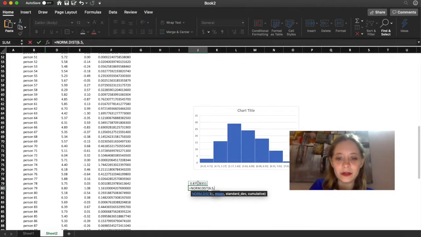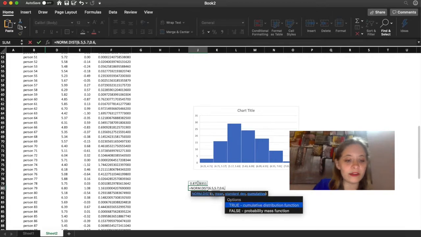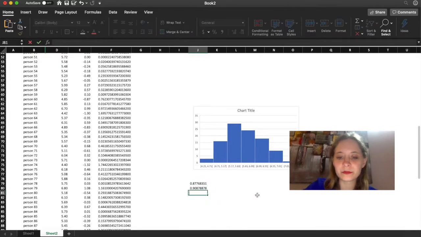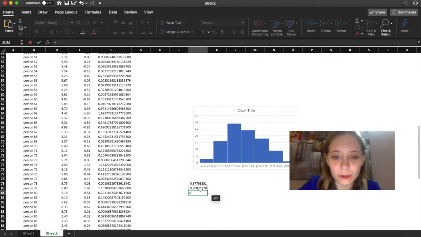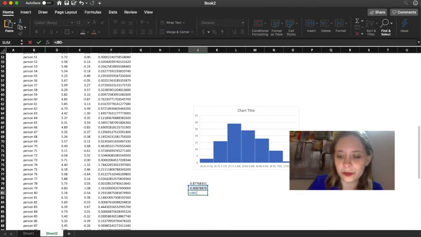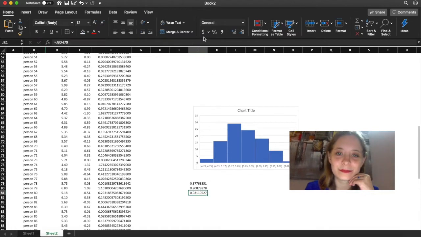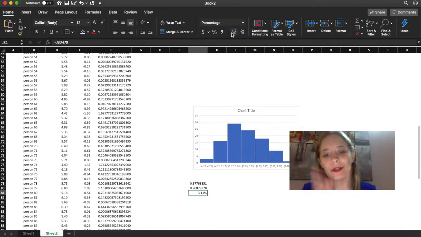So we just put here the mean. We said it was gonna be 5.7 and the standard deviation is 0.6. Then we say true because we want the cumulative distribution. And that gives us a number. It's 90%. Then we look up the probability of someone being shorter than 6.5 minus the probability of someone being shorter than 6.4. That's going to give us 3%. So NormDist is your function.